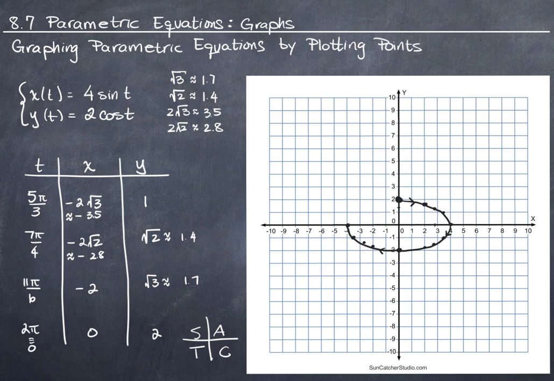Our points are negative 3.5, 1, that's there. Negative 2.8, 1.4, which is about there. Negative 2, 1.7, which is about there. And then 0, 2 comes from 2 pi. Well, 2 pi is the same as 0, so I'm going to get the same output value when I plug in 2 pi as I did when I plugged in 0, and that is 0, 2, which is already on the graph. So I'll close the loop here.